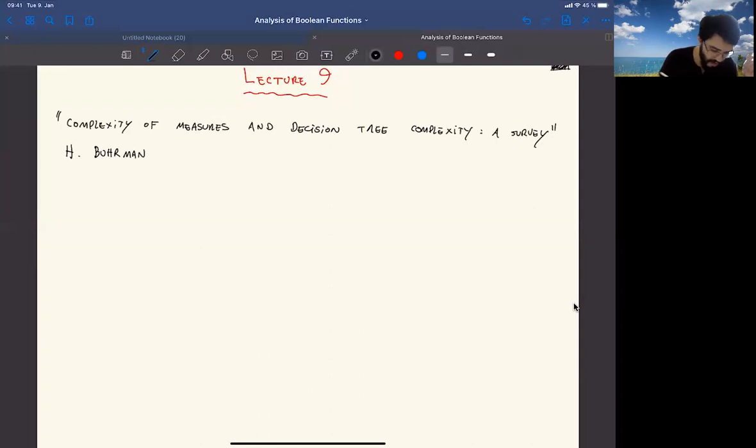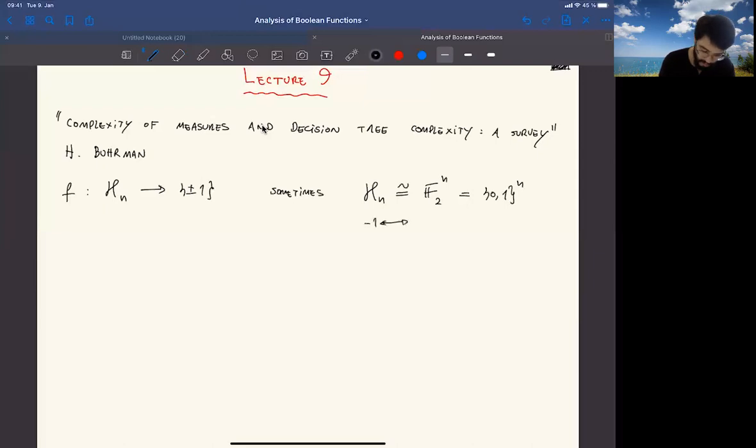As a disclaimer, we're always considering here a function from the Hamming cube with n variables to plus or minus one. And sometimes we will make an identification of the Hamming cube with the field of two elements, which is basically just {0, 1}^n. That identification runs through the idea that minus one is identified with one or true, and one is identified with zero or false. Sometimes we use that identification, sometimes we do not. And any result you can prove for one of them, you can prove for the other.